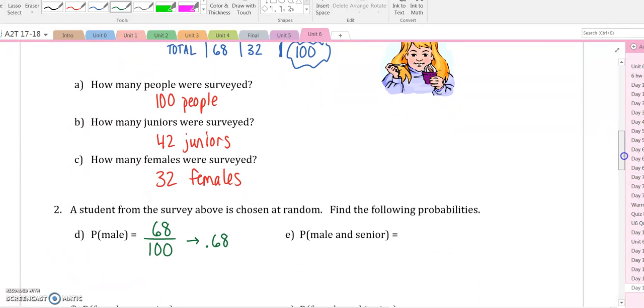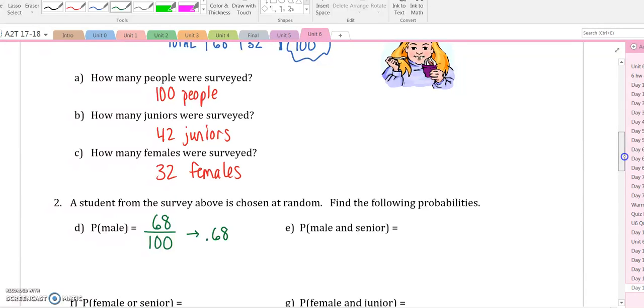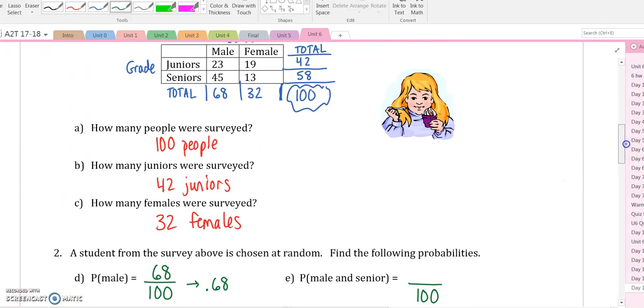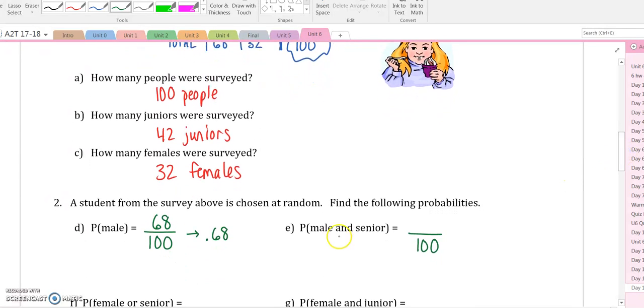Okay, same kind of thing in E. So the probability that they're male and senior. Again, we're still looking at everybody, so still out of 100. But now I want the probability they're male and senior. And will always mean both. Or another way to think of it is the overlap. So it's where males and seniors overlap in my table.